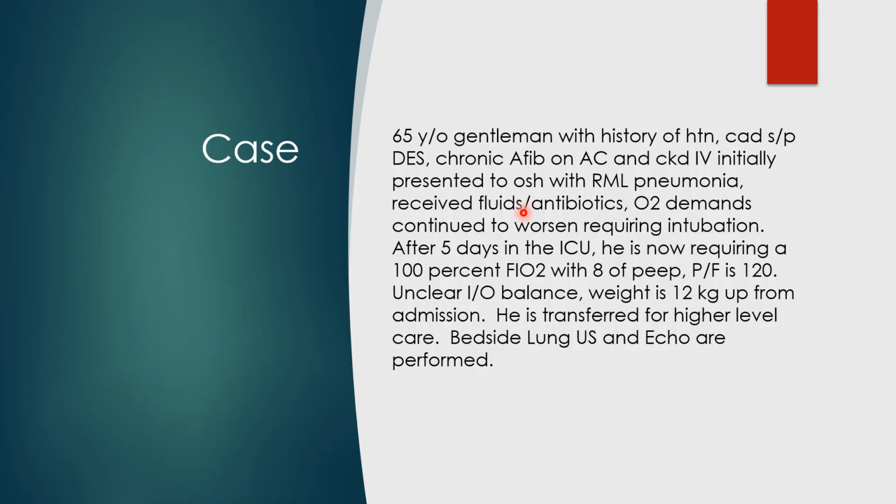Alright, so let's do the next case. 65, history of hypertension, coronary heart disease, chronic AFib on anticoagulation, CKD4. Presented to the outside hospital, right middle lobe pneumonia, received fluids and antibiotics. O2 demands continue to worsen, requiring intubation. 5 days in the ICU is now requiring 100% FiO2 with 8 of PEEP. P to F is low. It's 120, so severe ARDS. Unclear ins and outs balance, weight is up 12 kgs, transferred for a higher level of care. Bedside lung ultrasound and echo are performed.